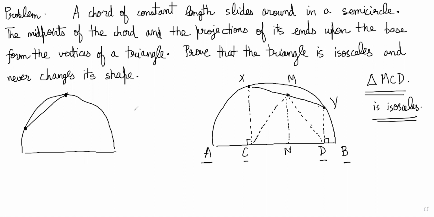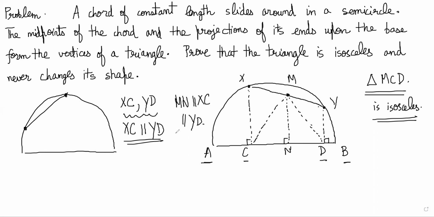So think of the lines XC and YD. The lines XC and YD basically are parallel, right? Because they are both perpendicular to the same line AB, right? Similarly, if I draw the projection from M, so MN is also parallel to XC and parallel to YD, because again, MN is also perpendicular to the same line AB, right? So we can say that for the parallel lines XC, MN, and YD, the two lines XY and AB are transversals.